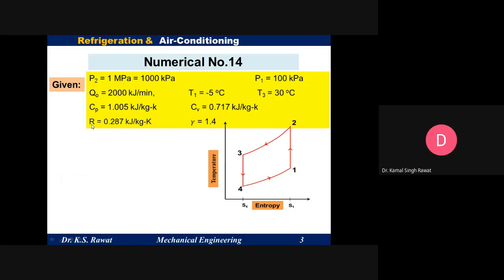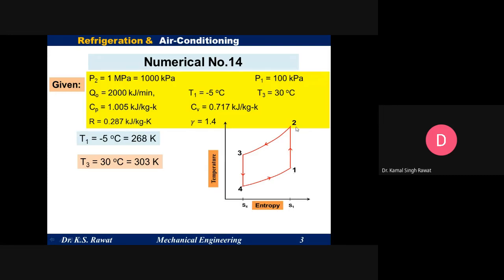If we convert it into Kelvin we will get 268 Kelvin. And the other temperature is 30 degree centigrade. If we convert it into Kelvin scale, we will get 303 Kelvin. Okay, so you can see this is the TS diagram of the Bell-Coleman cycle.